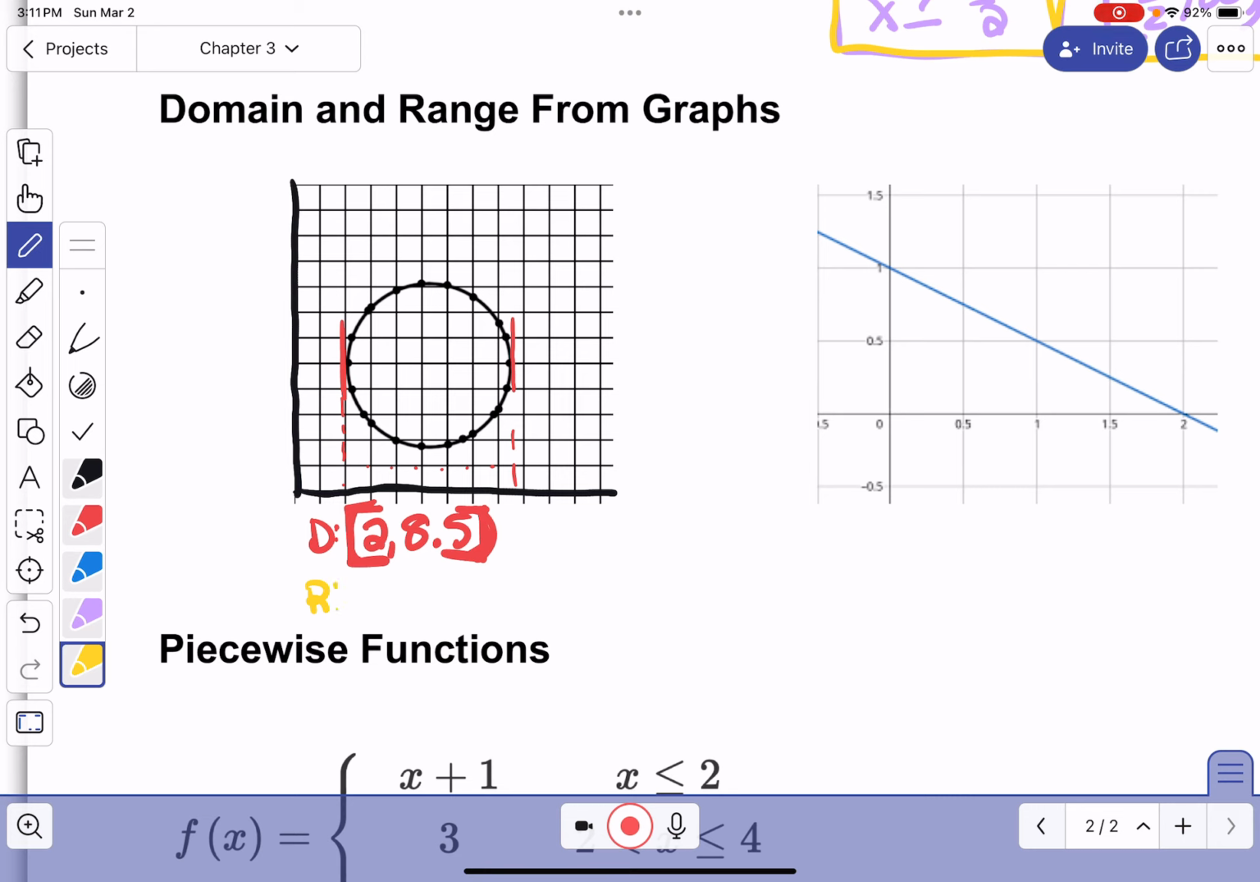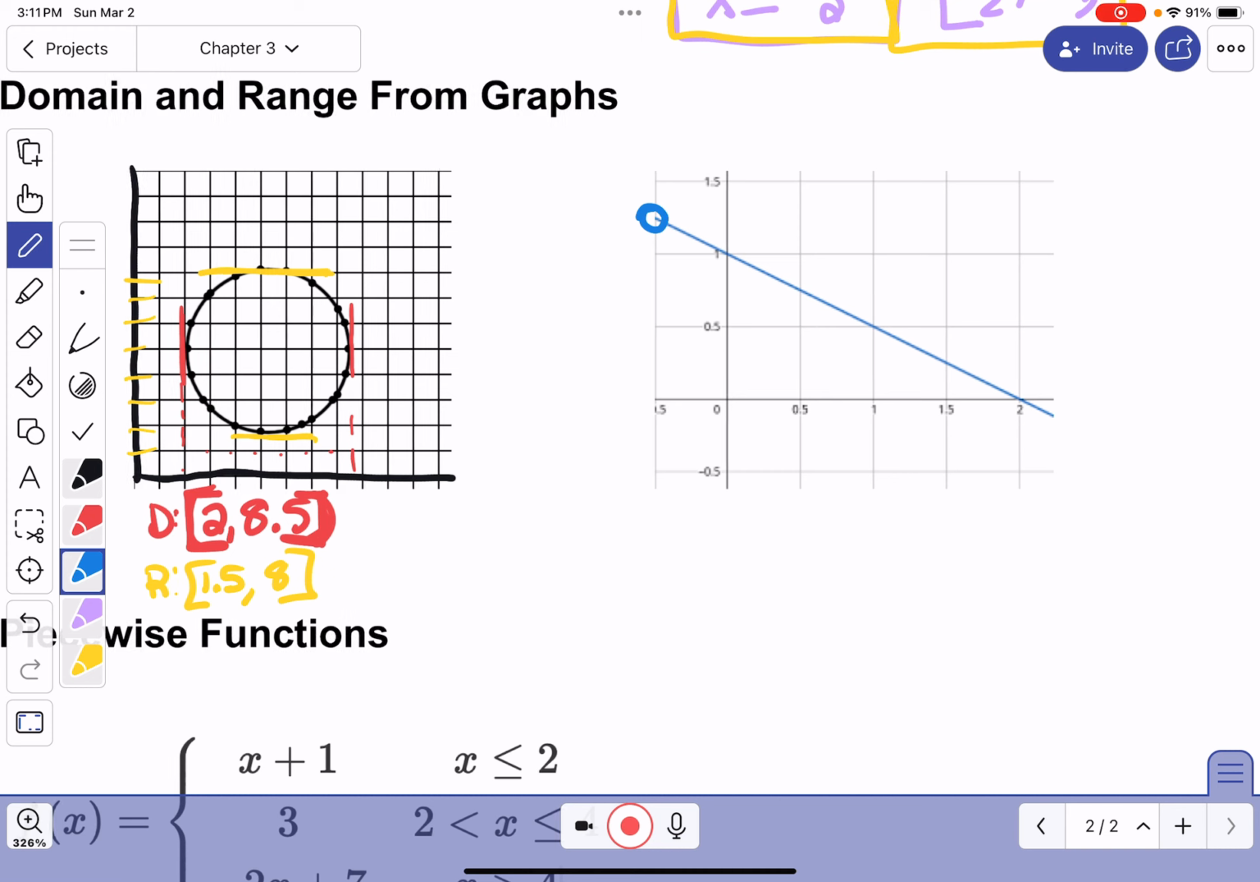So then I do my range. We start here, which is about 1.5. Again, we're just estimating. I can't zoom in and make it perfect. The top is 1, 2, 3, 4, 5, 6, 7, 8. So that would be the domain and the range on the graph.